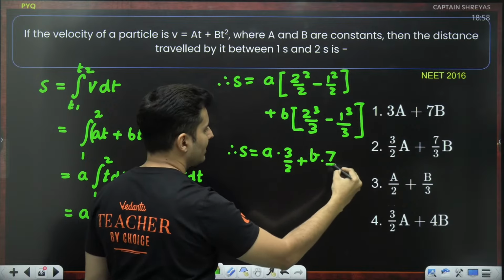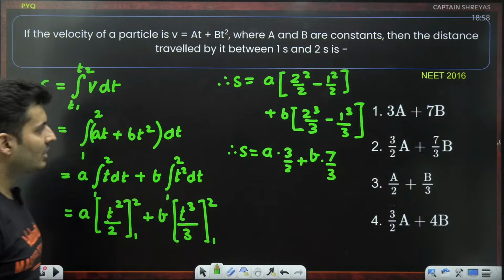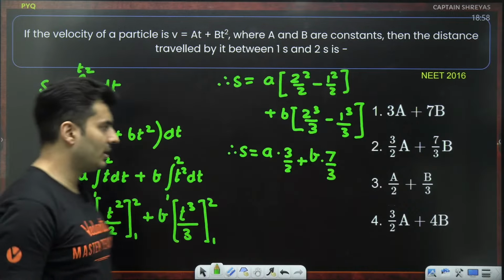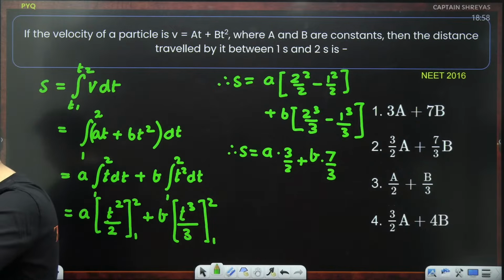So into 7 by 3. That's it. So 3a by 2 plus 7b by 3, which is B for biology. B for Baswa sir. Correct.